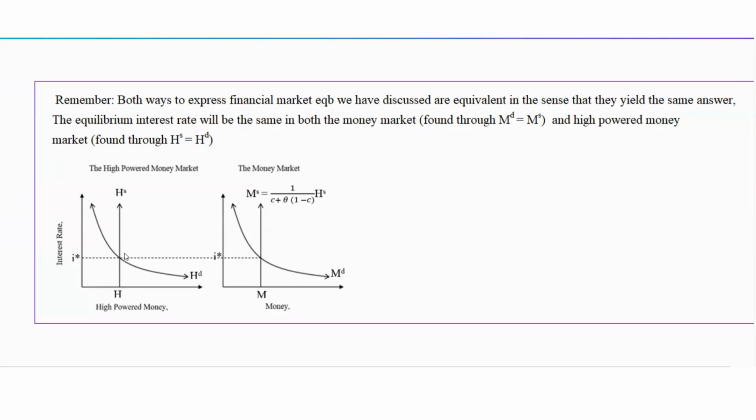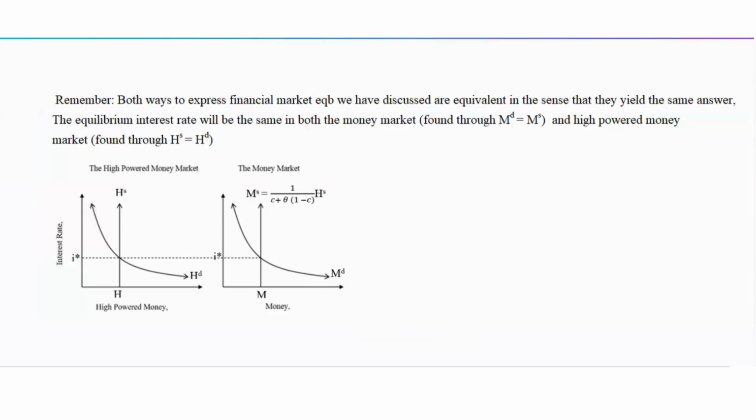Because both of these ways are equivalent, they yield the same answer. So the equilibrium interest rate i star will be the same in both the money market, where MS is equal to MD, and also in the high-powered money market, where HS is equal to HD. So both of these are two equivalent ways to express financial market equilibrium, which means that they yield the same answer. The equilibrium interest rate is the same, whether found through HS equal to HD or MS equal to MD.